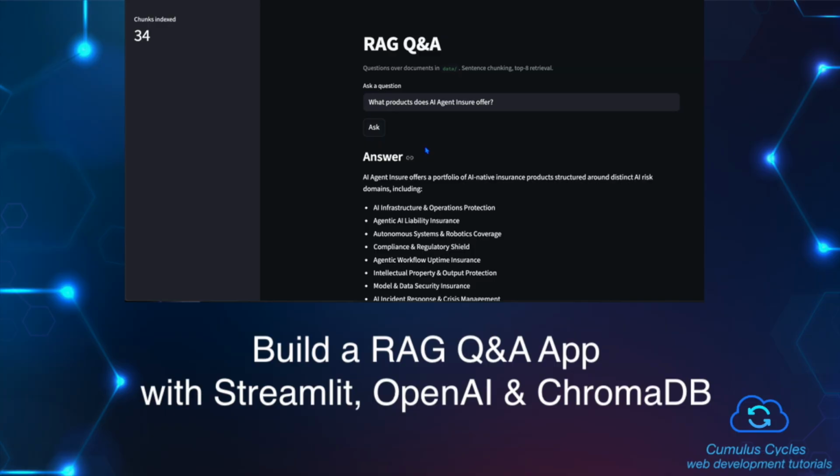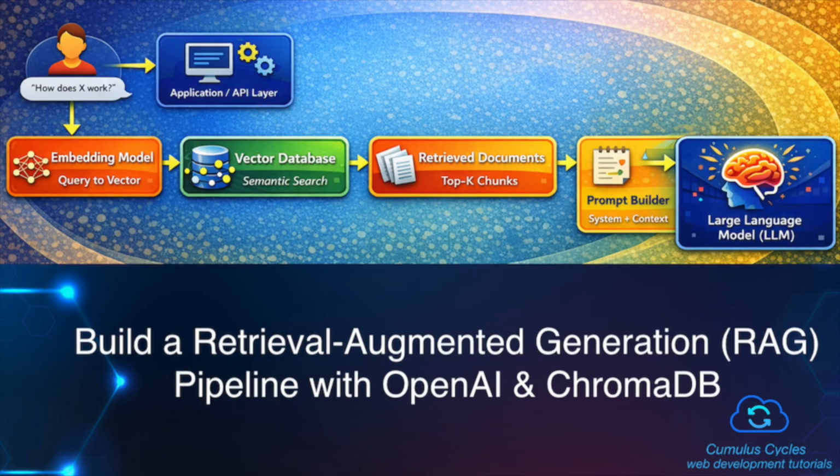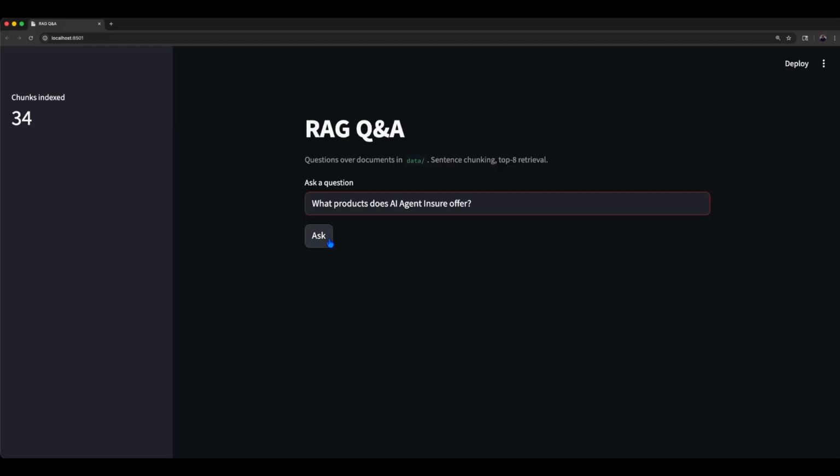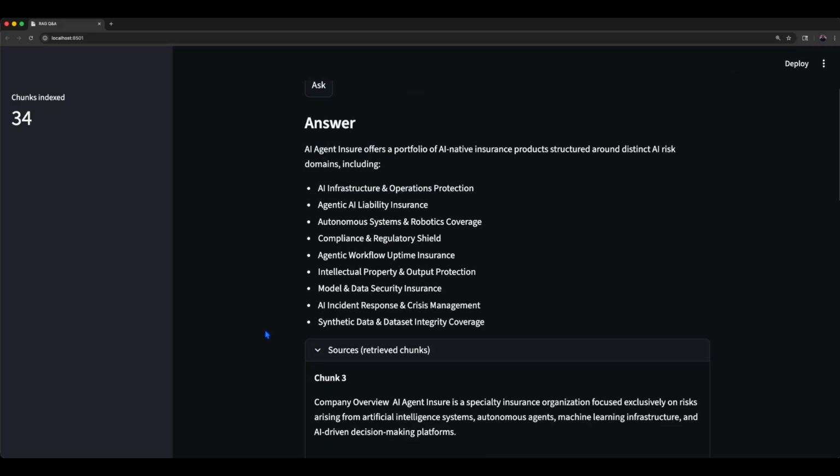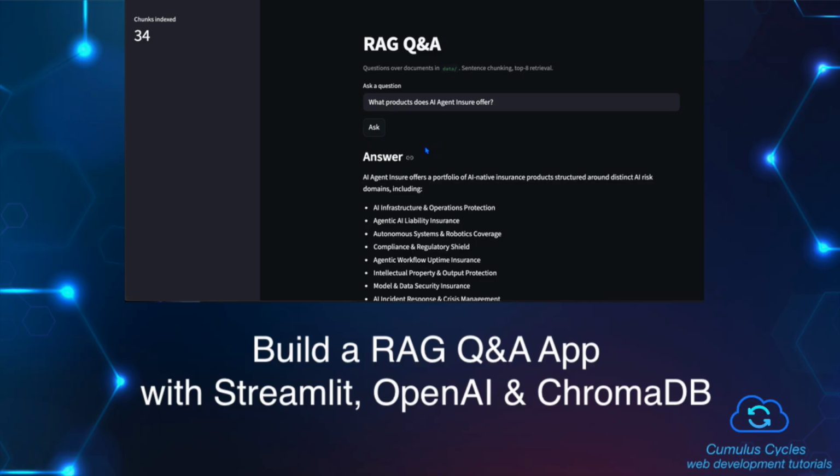Hi, I'm Rob, and I'd like to welcome you to this video where we'll take the RAG pipeline from the last video in the playlist and turn it into a real app using Streamlit, OpenAI, and ChromaDB to get answers to our queries plus the source chunks. So let's jump into the code and get started.